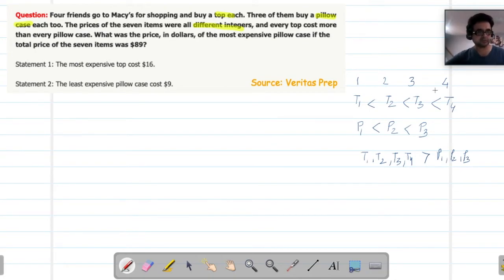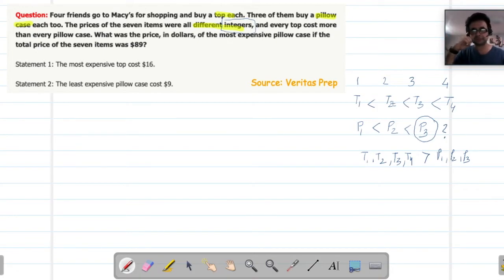There is another piece of information that is written. All of these have to be integers. All right. And the question asks us, what is the price in dollars of the most expensive pillowcase? So P3 is the real question. What is the value of P3? So we have to find information that the data is sufficient to give me a unique value of P3. If I can't get a unique value of P3, then this doesn't work, right?